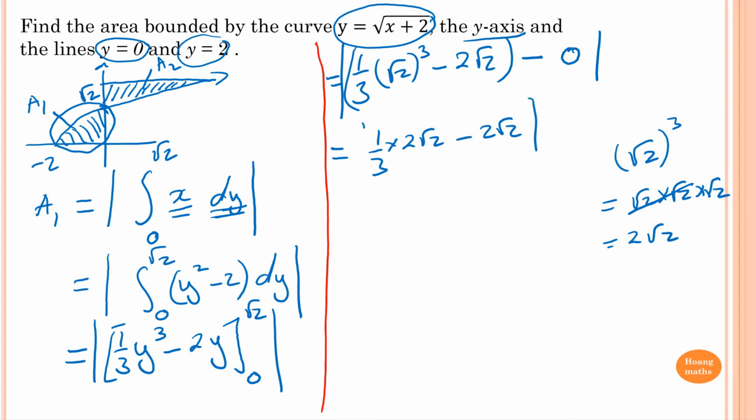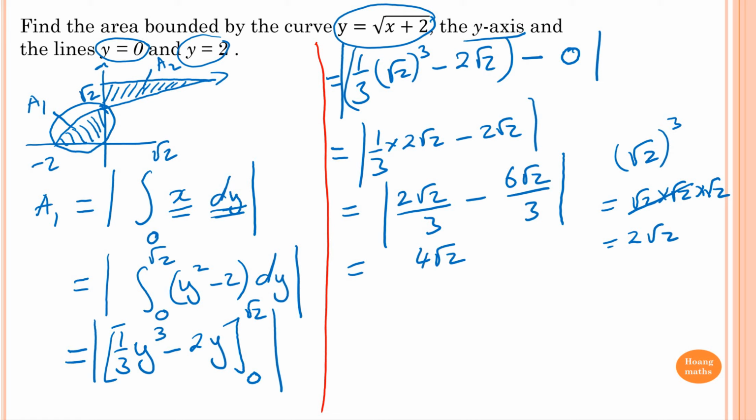The absolute value of that gives 2 root 2 over 3 minus, making the same common denominator by multiplying by 3, 6 root 2 over 3. The absolute value of that: 2 minus 6 is minus 4, but the absolute value gives a positive anyway. So 4 root 2 over 3 square units. That's area 1.